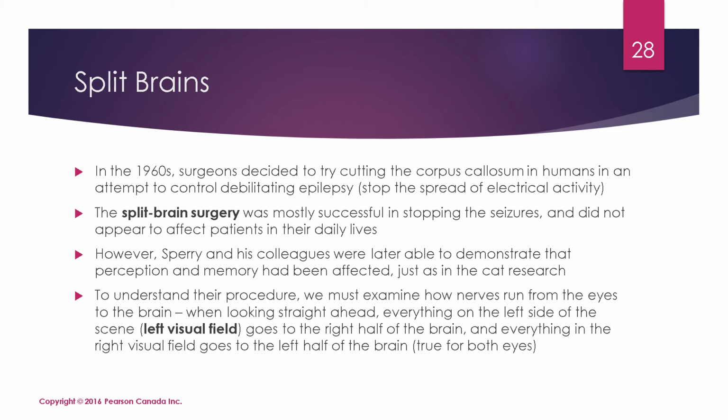So in order to understand the procedure, we must examine how nerves run from the eyes to the brain. If someone is looking straight ahead, everything on the left side of the scene, in the left visual field, goes to the right half of the brain, and everything in the right visual field goes to the left half of the brain, which is what I was talking about a minute ago. And this is true for both eyes.